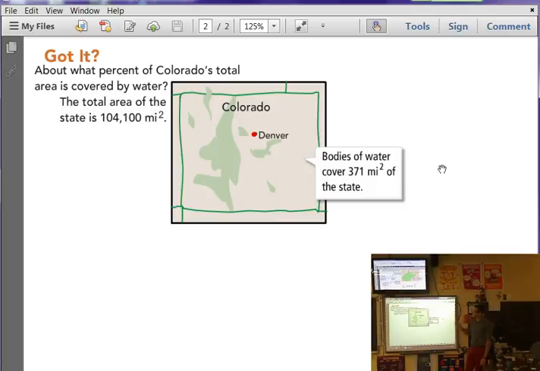Try to solve this on your own. Colorado, to do some comparison, Colorado has 371 square miles of water, and its state is 104,100 square miles.